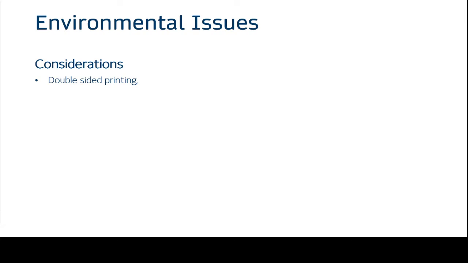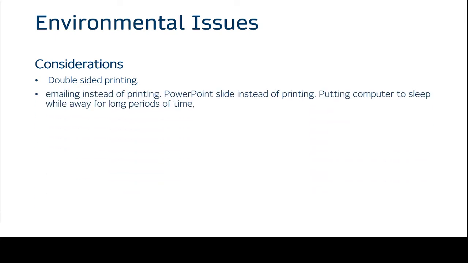So let's have a think about environmental issues now around using IT equipment. There should be some considerations in the workplace towards IT issues, and typically people's minds will first go to things such as double-sided printing to save paper. You'd want to email instead of printing. You'd maybe use a PowerPoint slide instead of printing. So instead of printing a notice board, maybe you'd have a TV going through a PowerPoint slide, or you'd maybe just email it out to people if you don't want the TV on all the time.